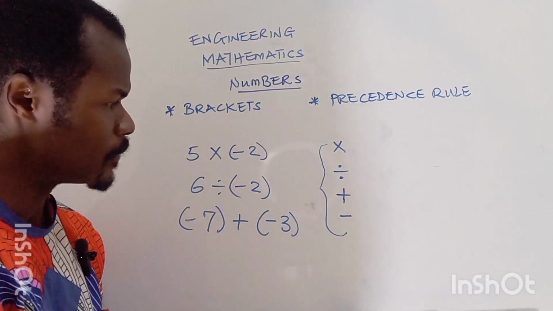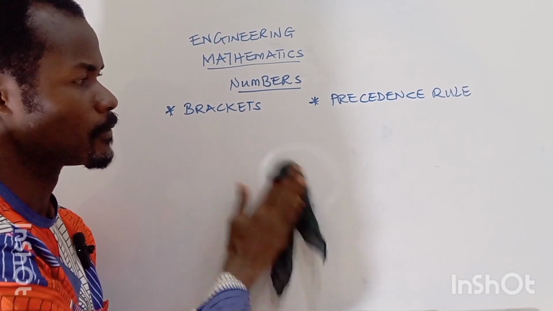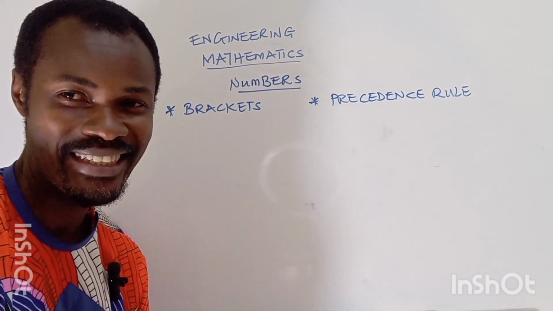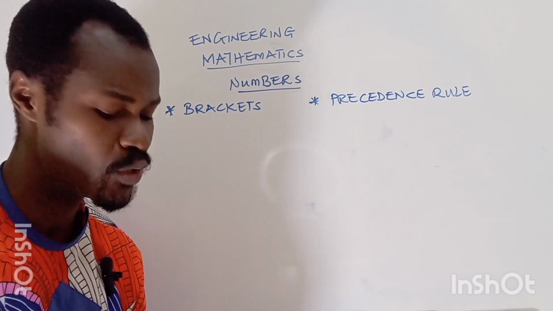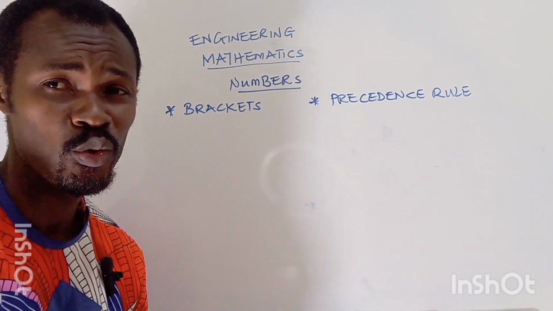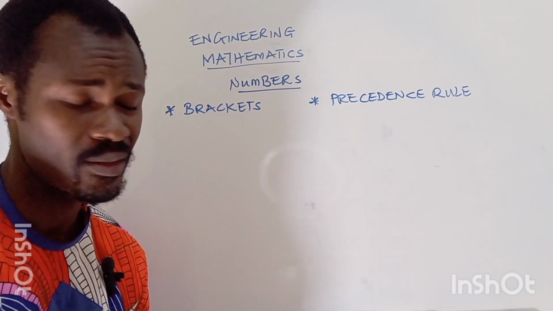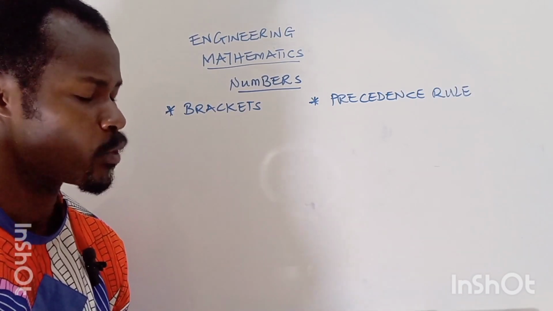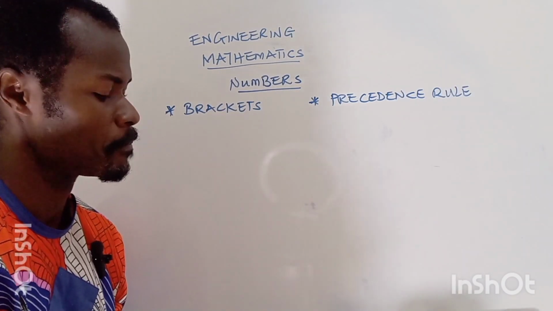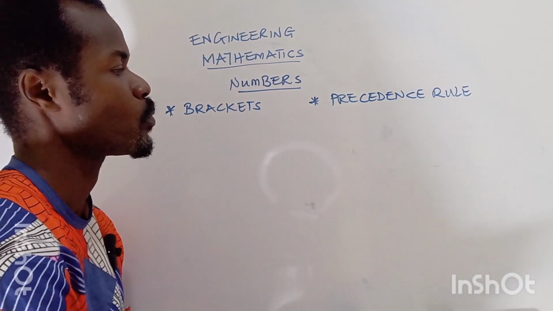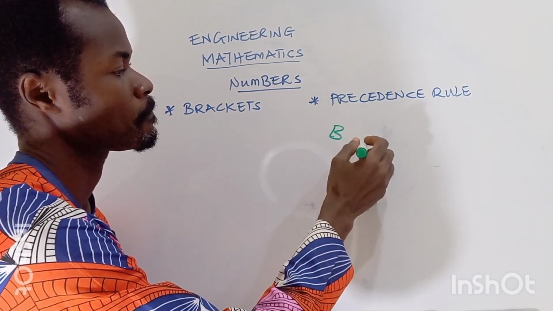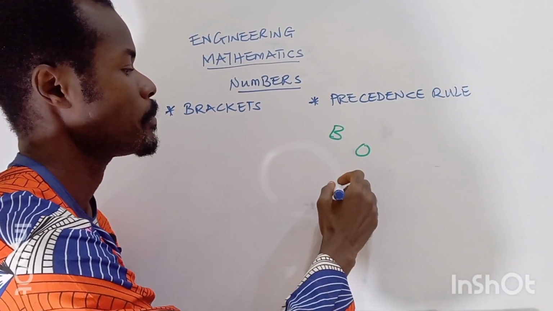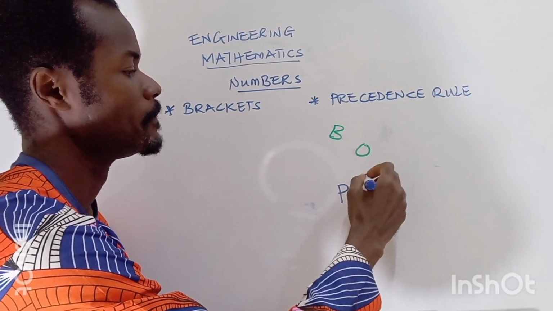Now, I want to introduce the precedence rule. The question is, what is the precedence rule? Precedence rule has to do with the order in which you use your basic operations. We have developed a simple code, and I'm going to write it down. We can call it B O, or we can go this way, P E.